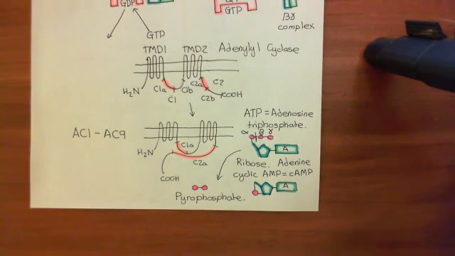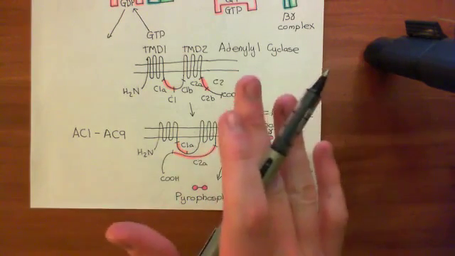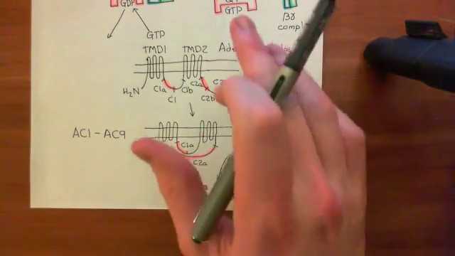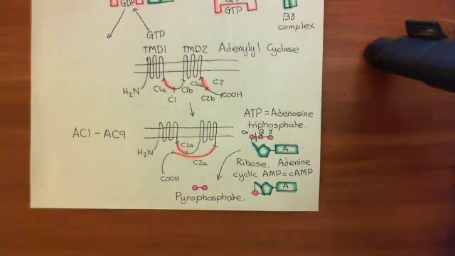Then you produce these two separate subunits. You produce an alpha i GTP subunit, and you also produce a beta gamma subunit. These can then go on to regulate certain targets rather than activate certain targets, because actually we're going to see inhibition in this case. They can go on to interact with certain targets.